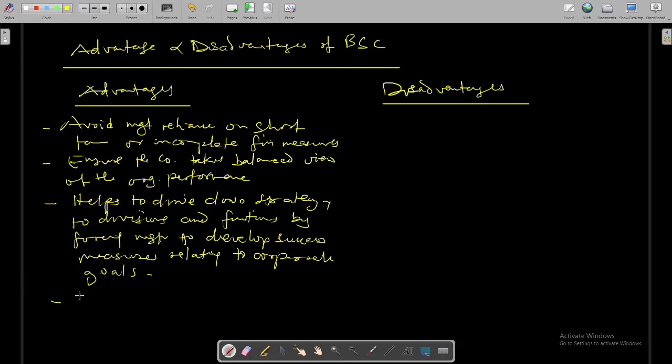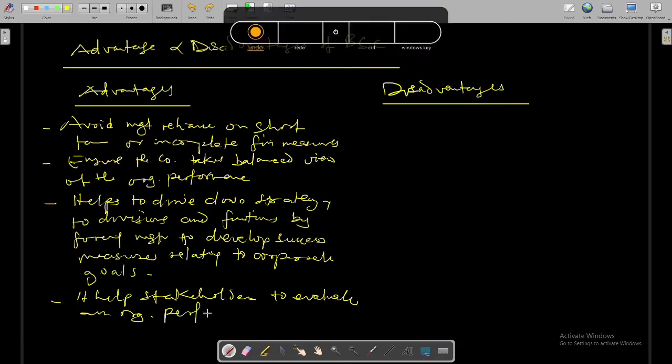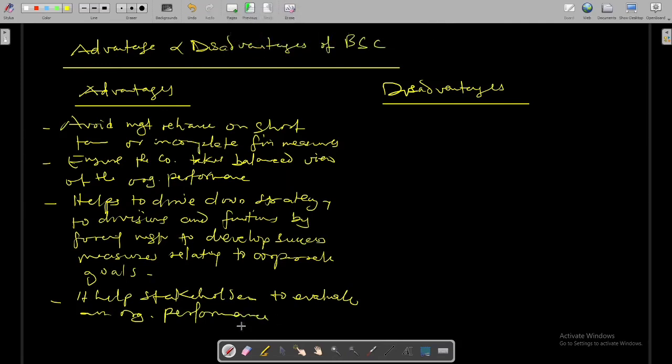It helps stakeholders to evaluate an organization's performance. So I told you that an organization has a lot of stakeholders: employees, suppliers, community, the government. So if you build all these people's interests into a balanced scorecard, it will help these stakeholders to evaluate whether the organization has done well or not.